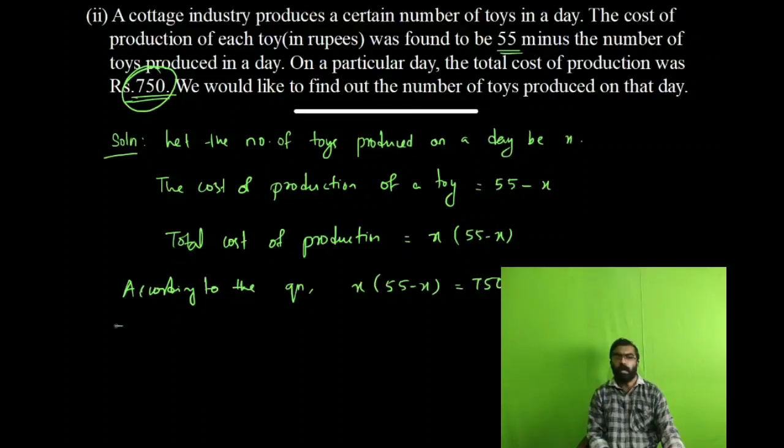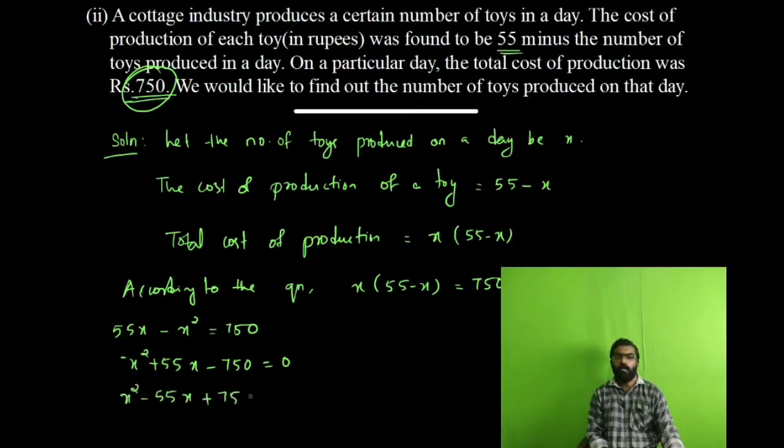Now we can multiply: 55x minus x square is equal to 750. We can rearrange: minus x square plus 55x minus 750 is equal to 0. And we can multiply the entire equation by minus 1: x square minus 55x plus 750 is equal to 0. This is the required quadratic equation, and on solving this quadratic equation you will get the final answer. So the remaining part is homework, do it yourself.